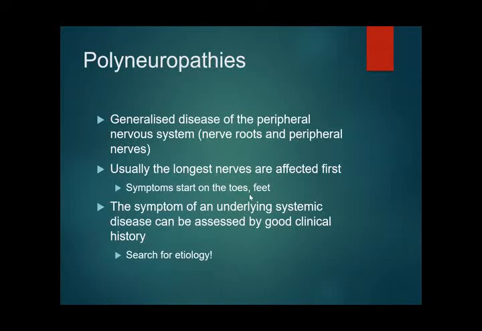So usually the longest nerves are affected first. That's why the symptom starts from the feet or toes first. And symptoms of an underlying systemic disease can be assessed by a good clinical history, and you need to search for the etiology.